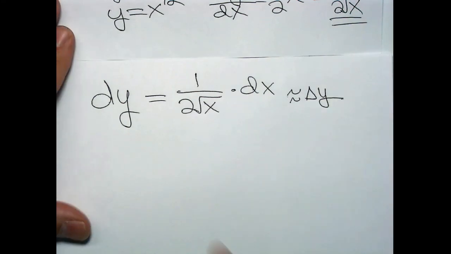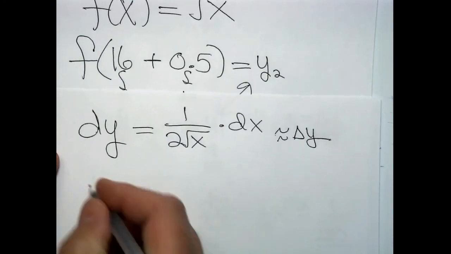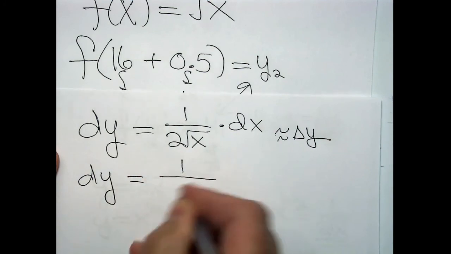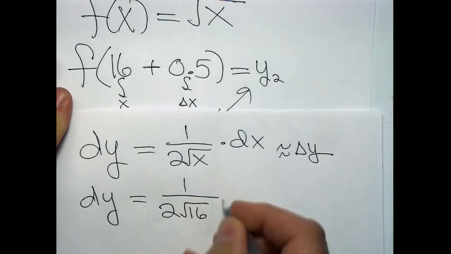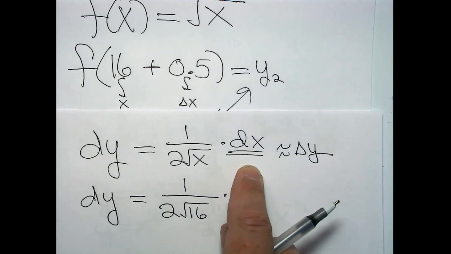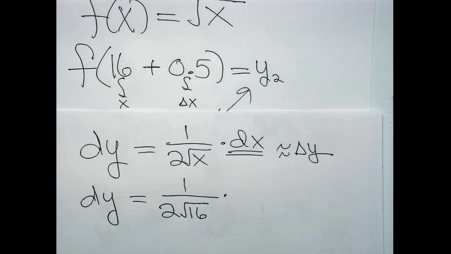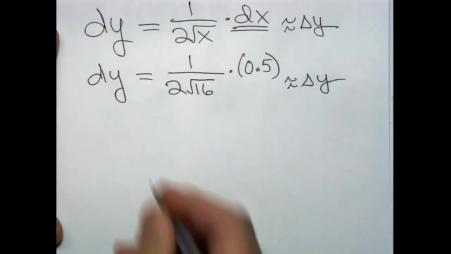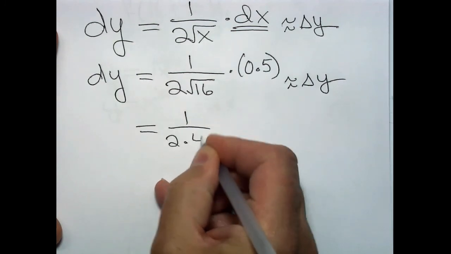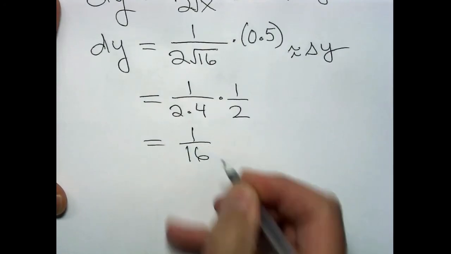Now, what is x? Well, it says right here, x is 16. So dy will be equal to 1 over 2, square root of 16. But the big question is, what is dx? Well, we talked about that earlier. Dx and delta x, luckily, are the same thing. So what is this dy that is approximately delta y? Dy is 1 over 2 times 4 times 1/2. 1/16.